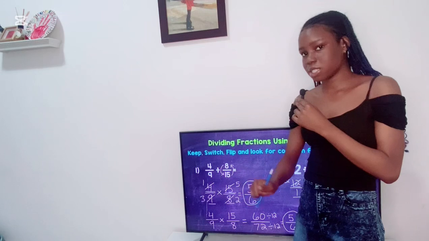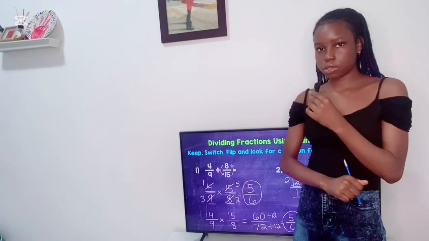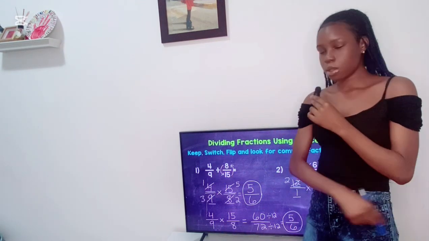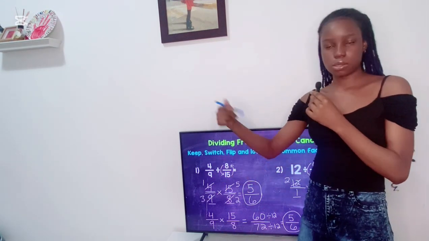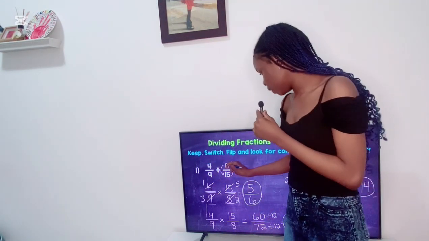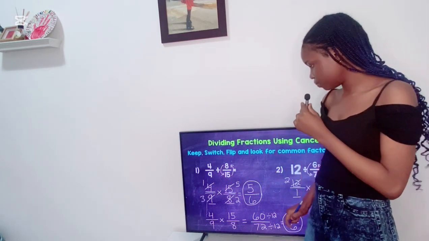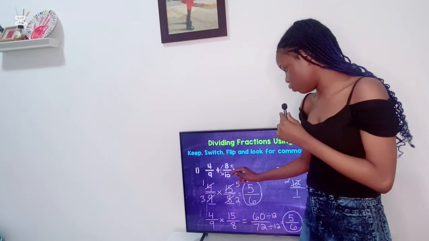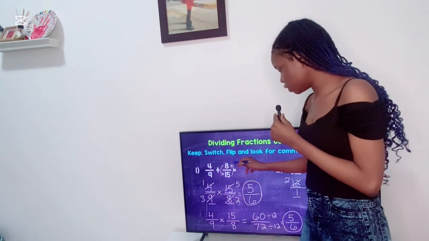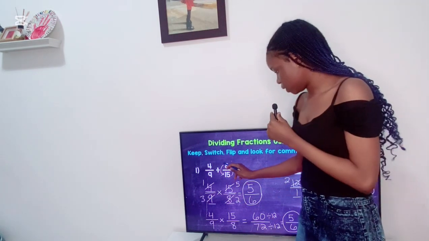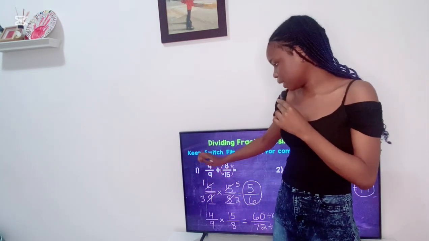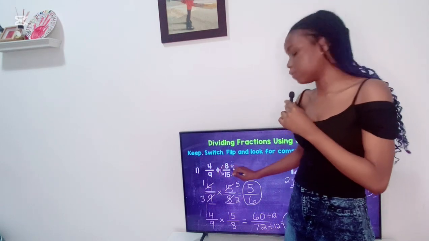Then this switch, we're referring to division. So we're going to turn this division into multiplication because the opposite of division is multiplication, right? And now the second fraction, which is 8 over 15, is now going to be 15 over 8. So the 15 is going to be the numerator and the 8 is going to be the denominator. That is basically what we mean by keep, switch, and flip.